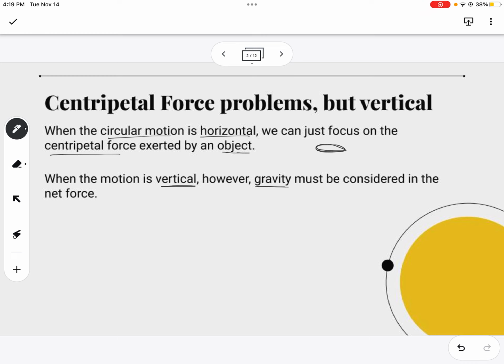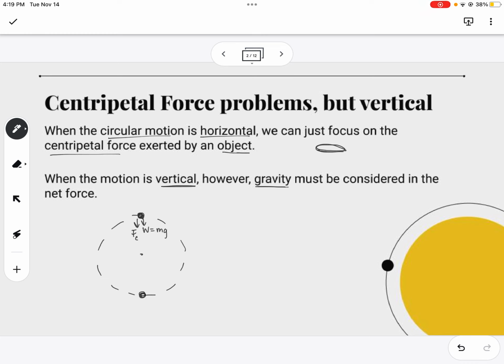I'll have centripetal force pulling something to the center of the circular path. So here's my vertical circular path over here. At the top, I'm going to have centripetal force. Maybe that could be tension of a string, that could be something else. That's going to be pulling this object towards the center, but you do have to consider its weight. So remember, weight is mass times gravity. Weight is a type of force.